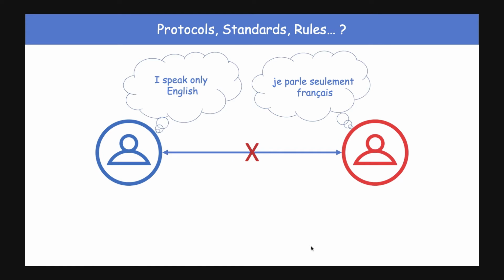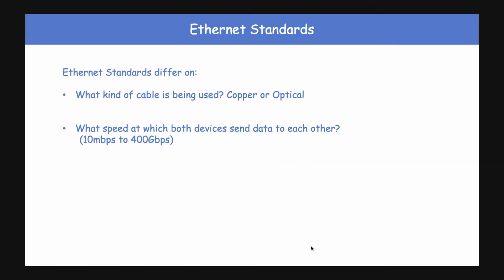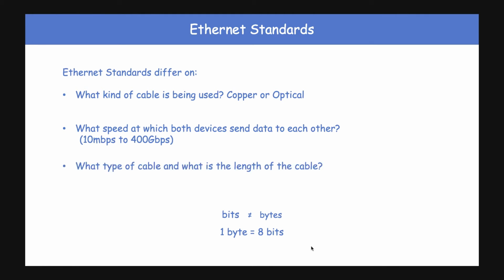These Ethernet standards differ on what kind of cable is being used, whether it is a copper or an optical cable, and the speed at which both the devices will send data. This differs from 10 Mbps to 400 Gbps. Here Mbps stands for megabits per second and Gbps stands for gigabits per second. Don't get confused with bits and bytes. Remember, one byte is 8 bits and speed in computer networks is always measured in bits per second. Lastly, these standards differ on the type and the length of the cable.